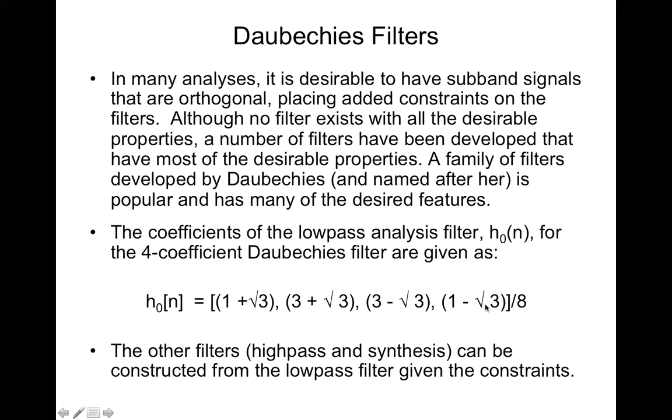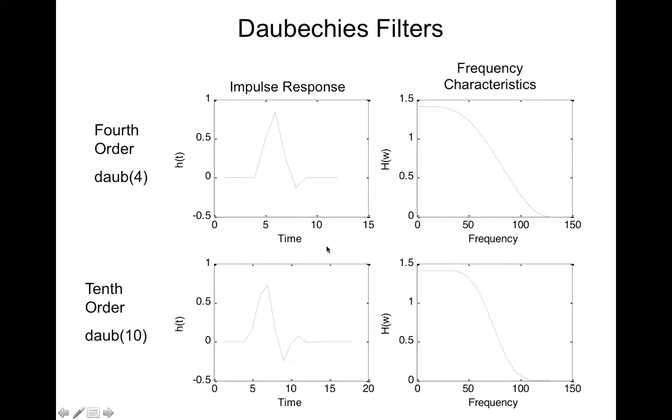And then, this would be the low pass filter, the coefficients of the low pass filter. So here's what the filters look like. Here's the DB4, here's the DB10. You can see they have some structure, and then here are the frequency characteristics, the low pass frequency characteristics.